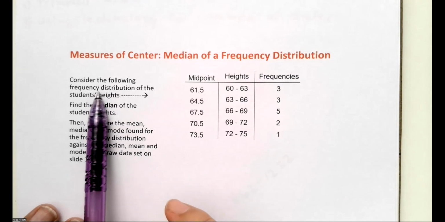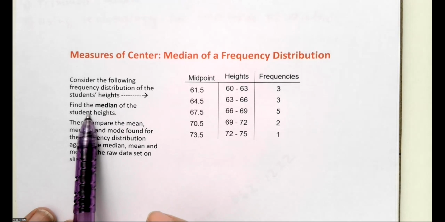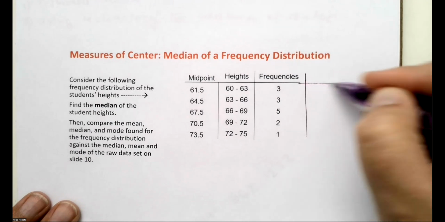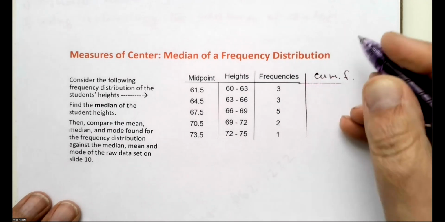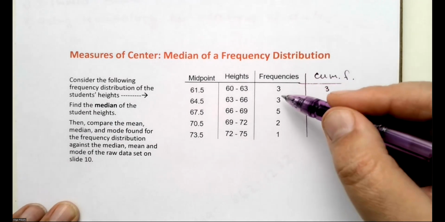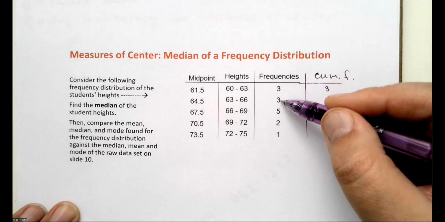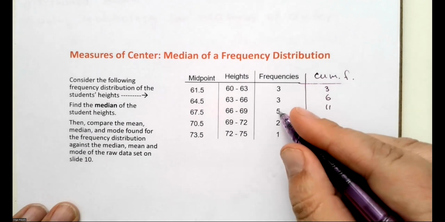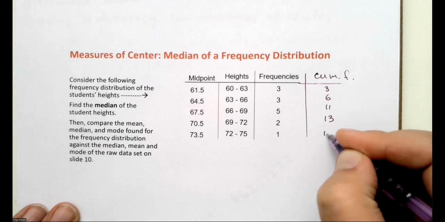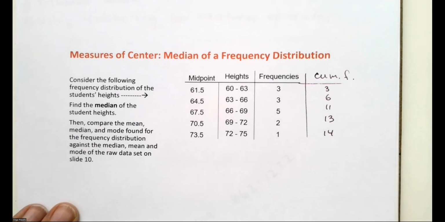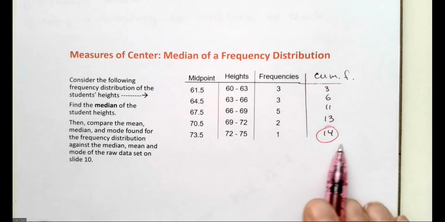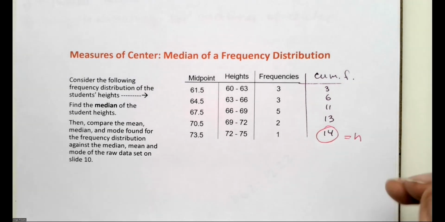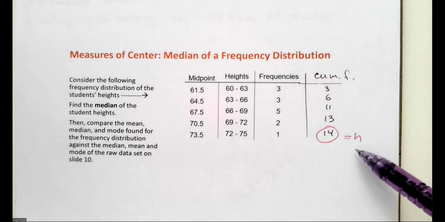It says, consider the following frequency distribution for the student heights. Find the median. Let's go ahead and find cumulative frequencies for each class. The cumulative frequency for the first class is 3. For the next one, it's 3 plus 3 is 6. For the next one, 6 plus 5 is 11. The next one, 11 plus 2 is 13, and 14. Remember, we said before that the cumulative frequency of the last class should be the same as n. So we have 14 values.